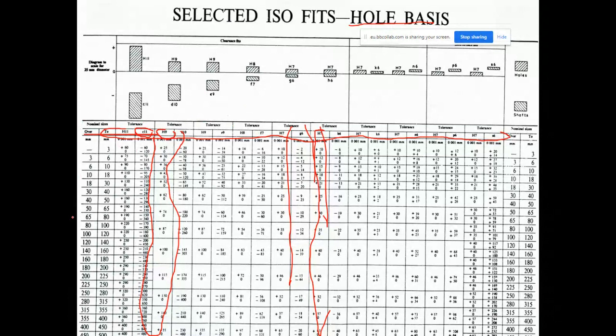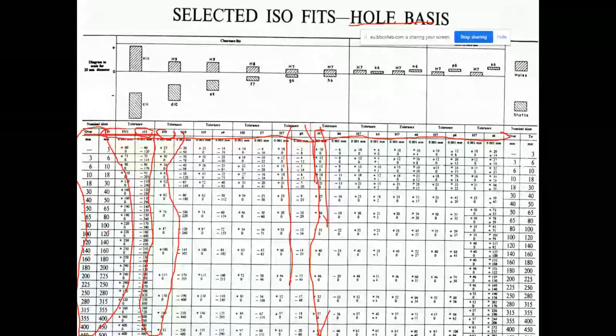The table actually is a very large table. This is one of the pages of the table. IT grades are at the top, and each IT grade corresponds to a column. In this part of the table, we have two columns, over and up to. These are the ranges to locate the nominal value.